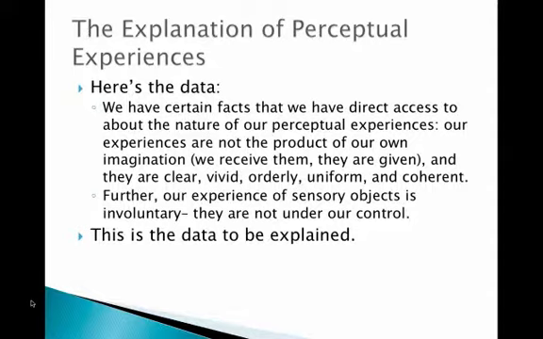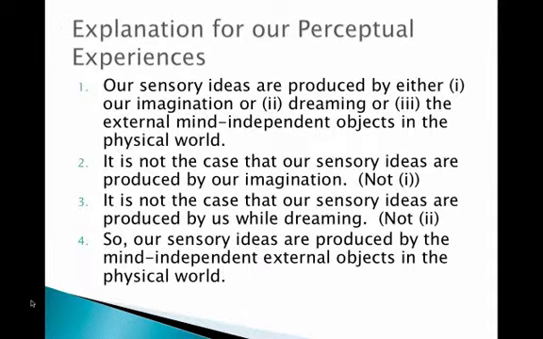Further, our experience of these sensory objects is involuntary. They're not under our control. This is the data to be explained. Well, here's the argument then. Premise 1: our sensory ideas are produced by either our imagination, dreaming, or the external mind-independent objects in the physical world. Premise 2, it is not the case that our sensory ideas are produced by our imagination. Premise 3, it's not the case that our sensory ideas are produced by sole dreaming. Conclusion, so our sensory ideas are produced by mind-independent external objects in the physical world.